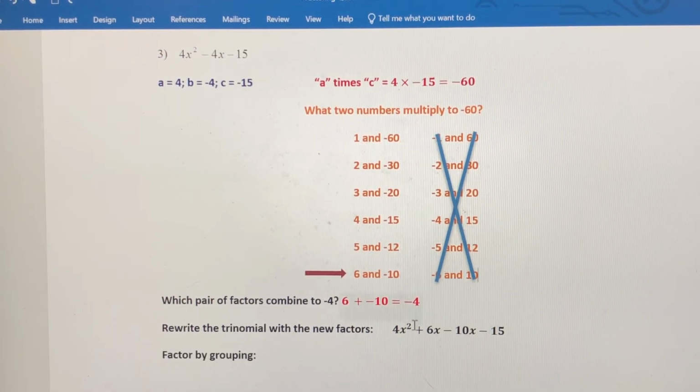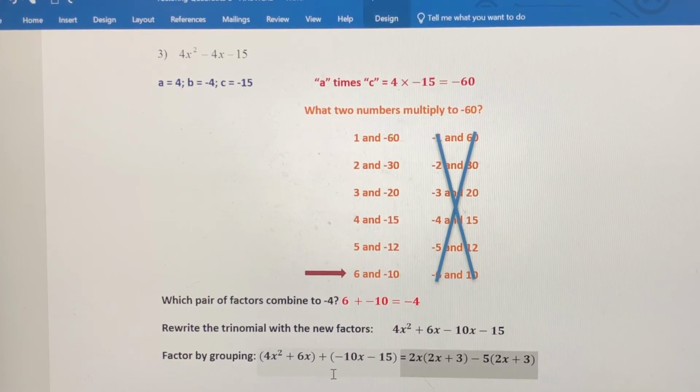So now we're going to factor by grouping. We're going to group the first two terms together and factor out a GCF. Then we're going to group the last two terms together and factor those using a GCF, okay? So when we factor these, first thing, 4x squared and 6x have a 2x in common. And when we divide out that 2x, we're left with 2x plus 3, okay?